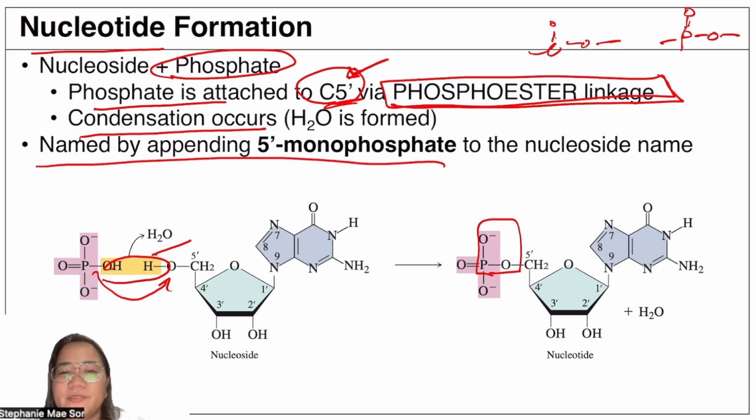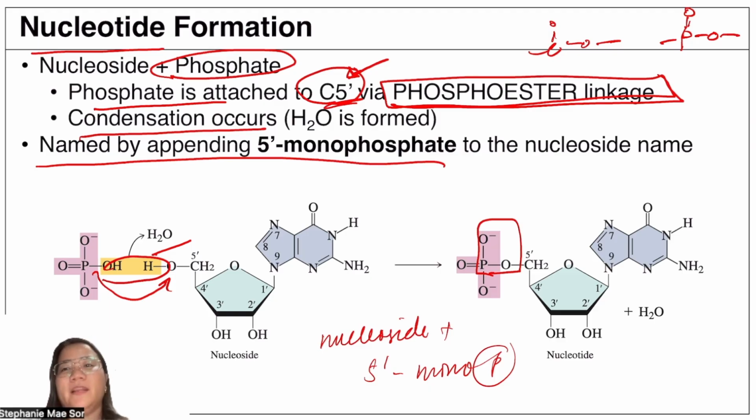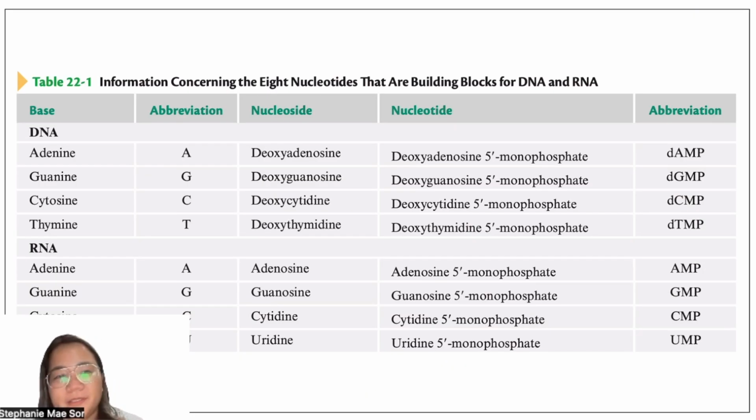You have your nucleoside and then you add a 5' monophosphate to the nucleoside name. So, this one is the nucleoside, di ba? Sabi natin, sugar plus nitrogenous base, that's a nucleoside. So, nucleoside plus phosphate, monophosphate, pag isa lang, diphosphate, pag dalawa, and then triphosphate if tatlo sila. So, run down lang kung paano naming, di ba?